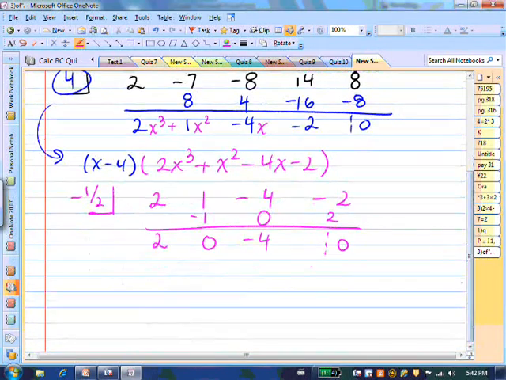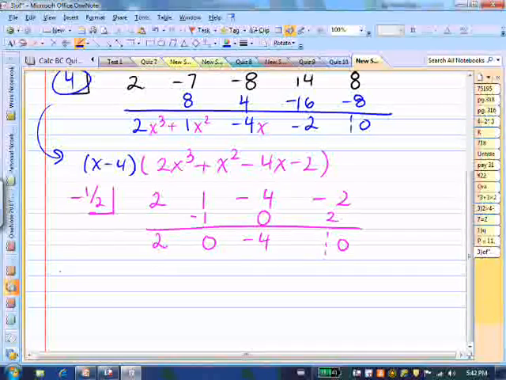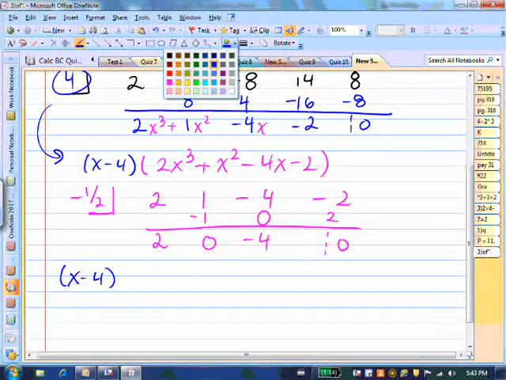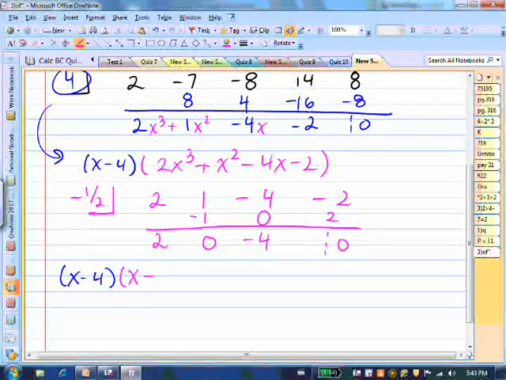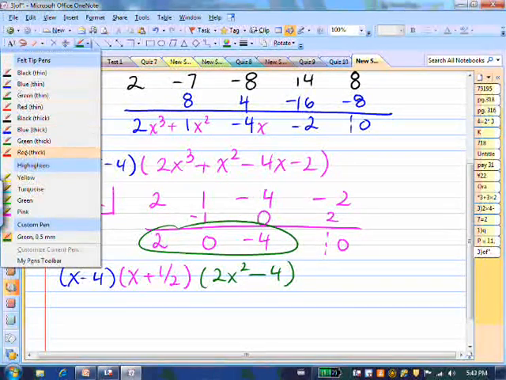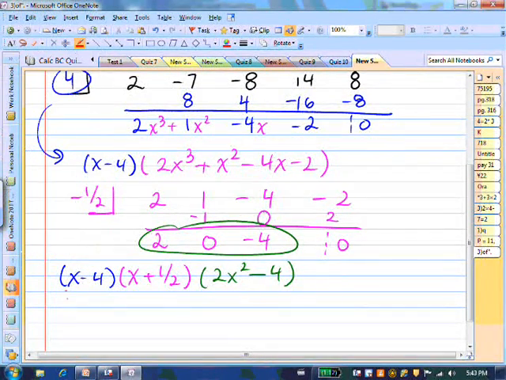Great. So what have we found? We found, for this one, that the first factor from before was x minus 4. The new factor that we just found is x plus 1/2. Okay, and then the last factor from there is going to be from this guy, 2x squared plus 0x minus 4. Once I'm down to quadratic, I'm always done because I always have a way to solve quadratic.